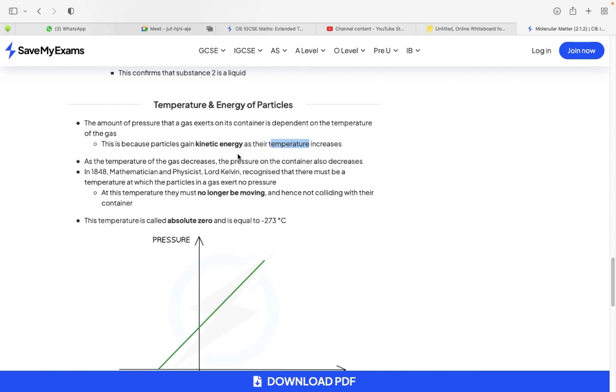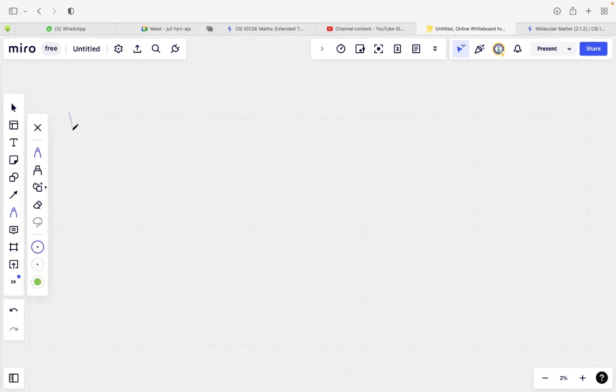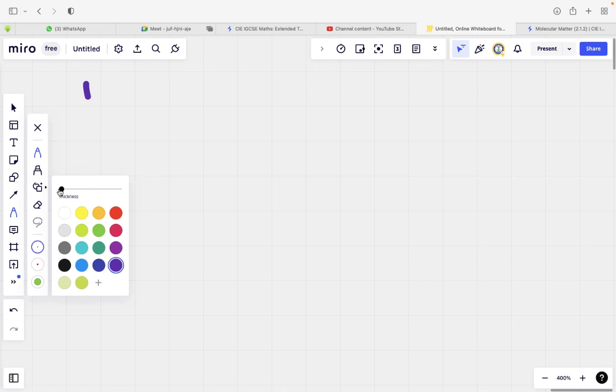So as temperature increases, speed increases. We can itemize them here. We say that when temperature increases, the speed of molecules will increase.